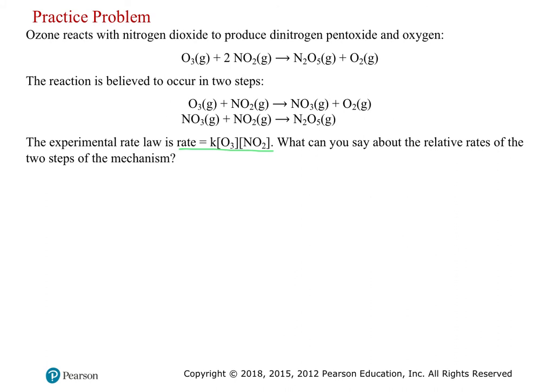Okay, so we're going to look and see if the first step is slow. That would mean that the rate law would need to agree with that slow step. So if we look, here is the first step. Ozone to the first, nitrogen dioxide to the first. So it looks like that agrees with the experimental rate law. So that would have to mean that this has to be the slow step, and this therefore is the fast step.